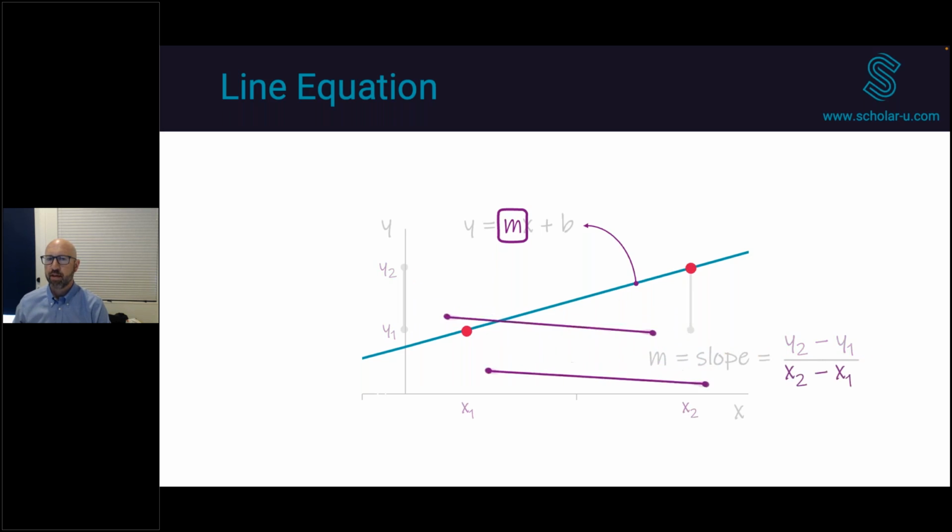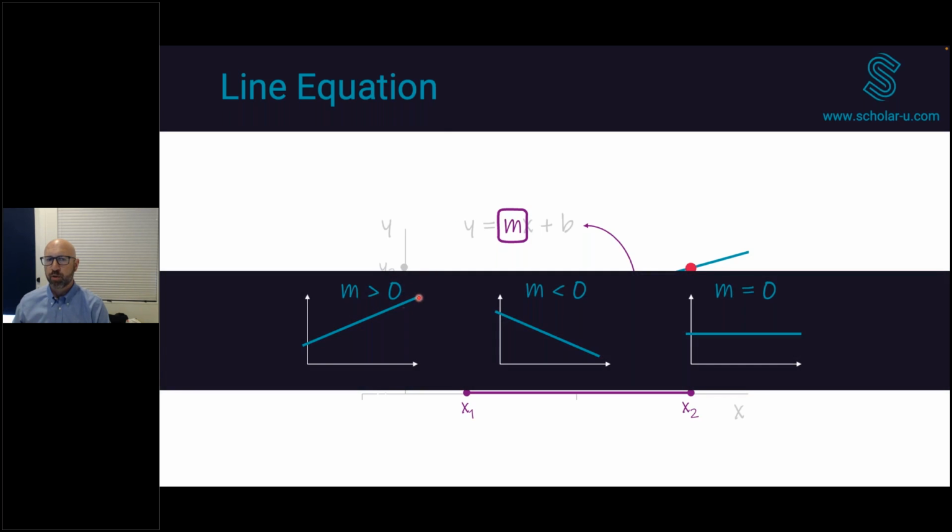Then we can do the same thing on the x-axis, where we have x2 for the first point and x1 for the other point, and we subtract them, and we get this purple line here, and that goes in the denominator. And when we take the ratio of these two numbers, that is what the slope is. It's also known as the rise over the run. And when the line is trending upwards, so if you think you're walking on a mountain going uphill, that slope m is positive. If you're walking downhill, the slope m is negative. And if you're walking flat, that slope m is equal to 0.